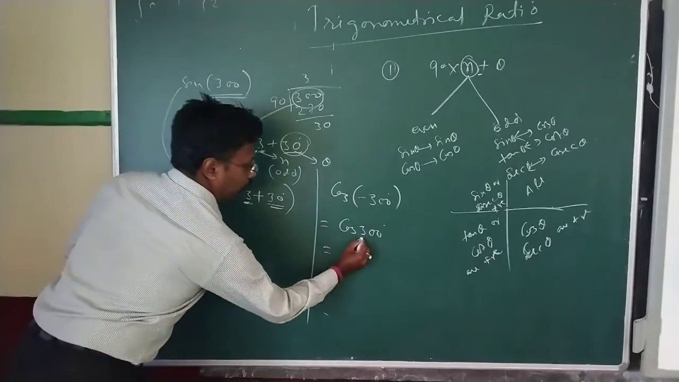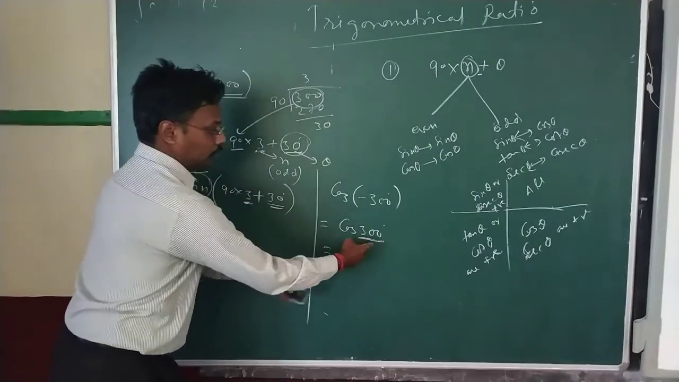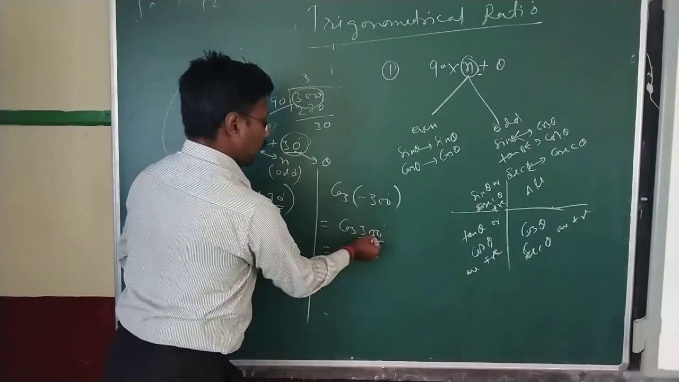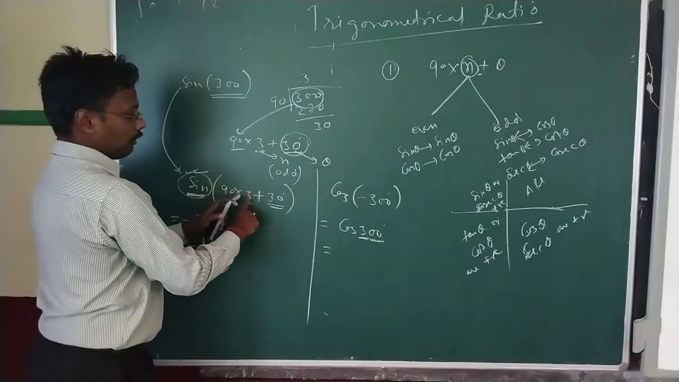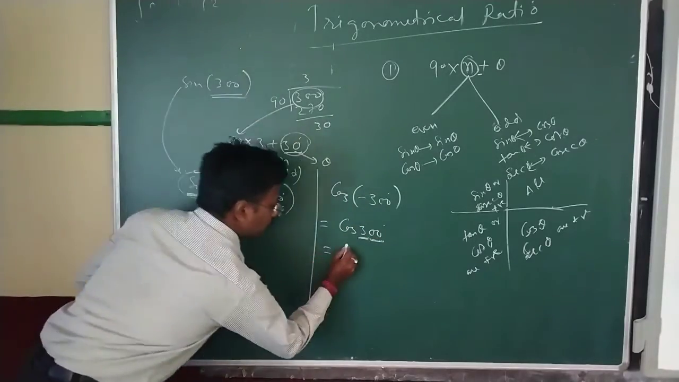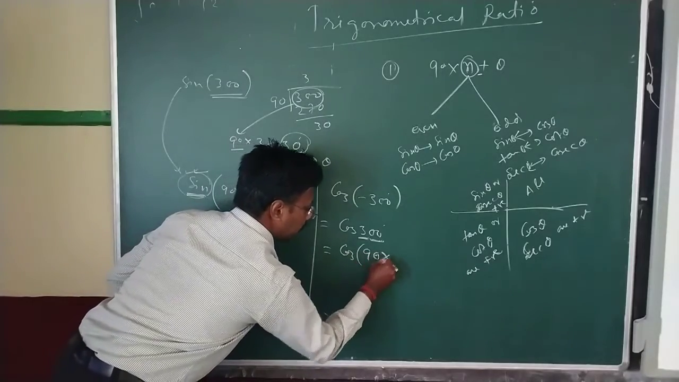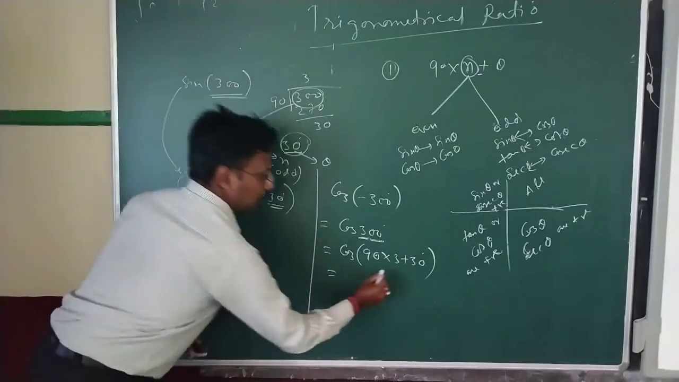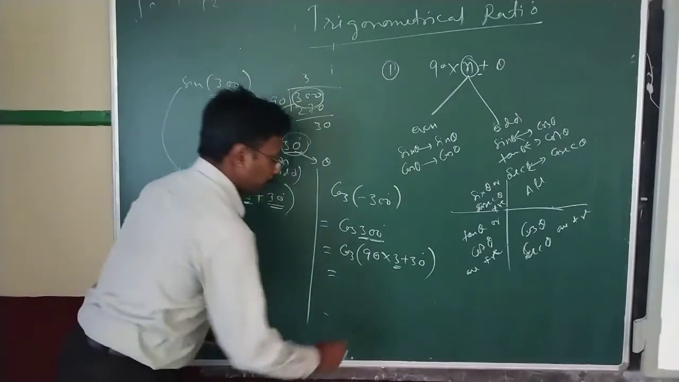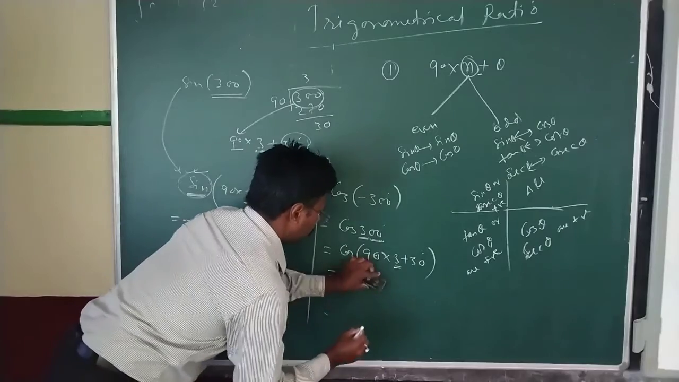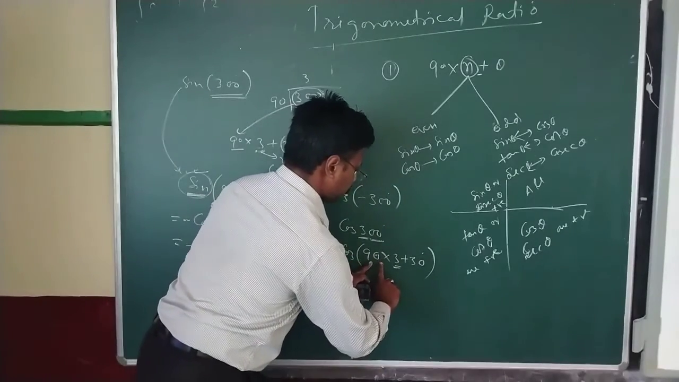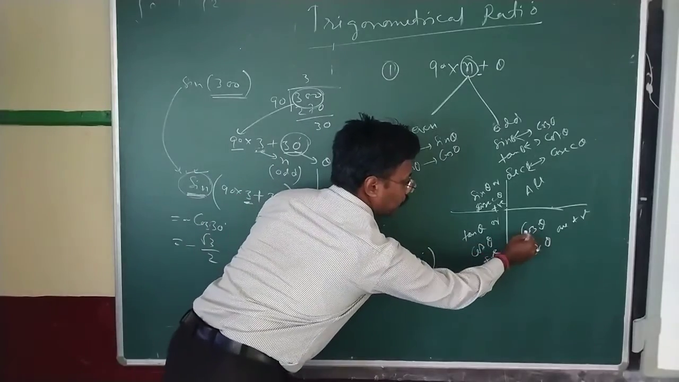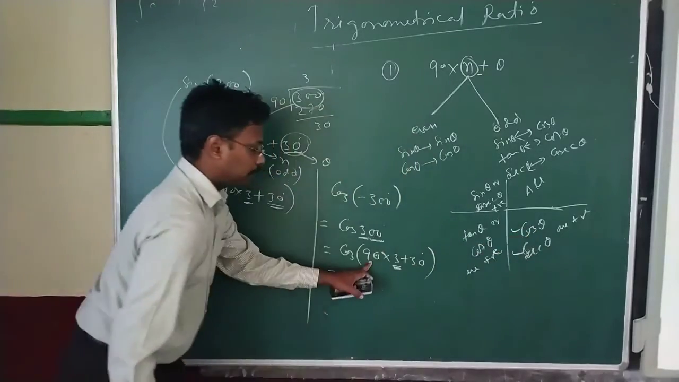So you need to check whether it is greater than 90 or not. If it is greater than 90, then you convert it in the form of 90 into n plus theta. So that means you will be getting here cos of 90 into 3 plus 30. Okay, now we are getting odd number. Another thing, you need to check whether it is odd or even. If it is odd, then you check in the fourth quadrant which trigonometric ratios are positive, right?